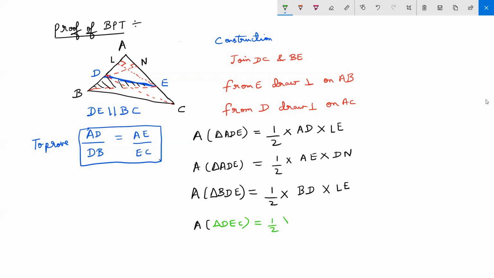So half its base will be EC and its height will be nothing but DN, because it is the perpendicular from AC. So its height will be DN. Is it clear? So in this way, you have written the area of the triangle. Now, first, how to remember this?